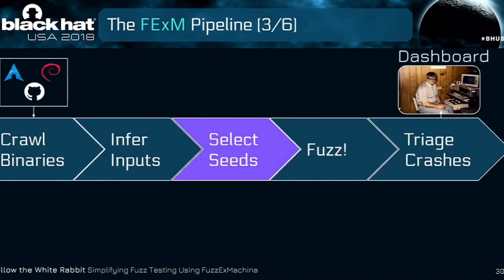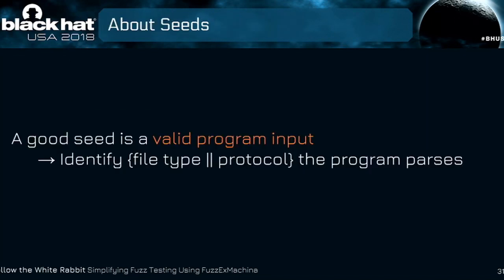Okay, so once we've done that, we could already start to fuzz, but we would like to optimize our fuzzing setup a little more. So we want to select good seeds. Now, what are good seeds? A good seed is basically a valid program input. In the case of binaries that process files or process specific protocols, it would just be a sample file of the file type that the program parses. So coming back to the TCP dump example, it would just be a PCAP file.